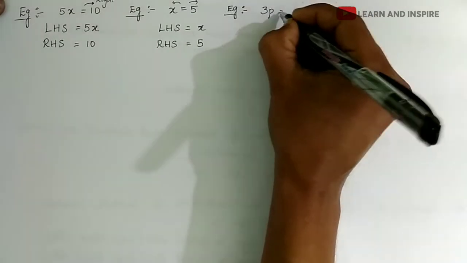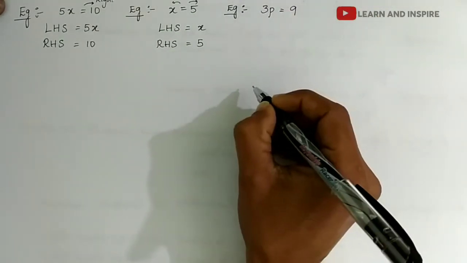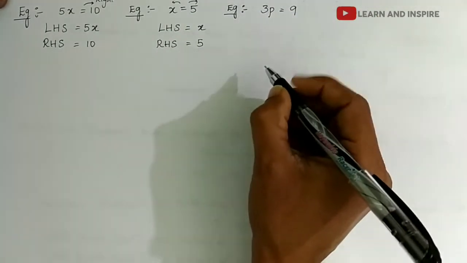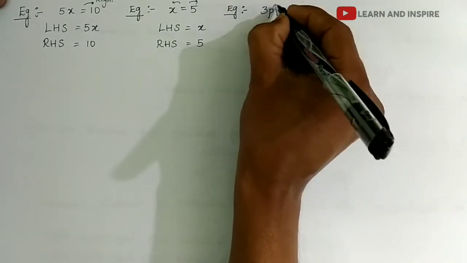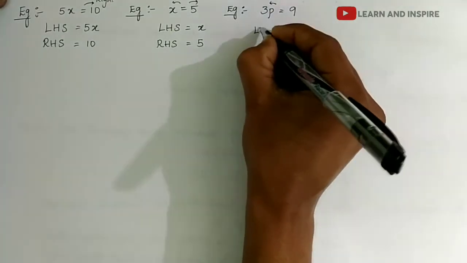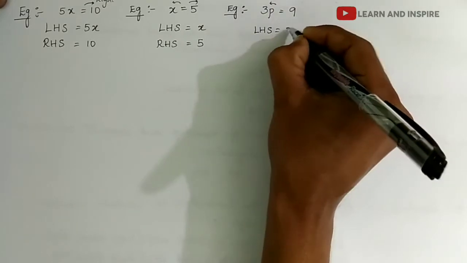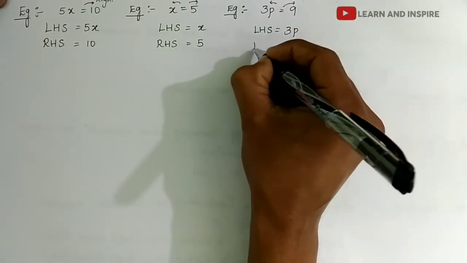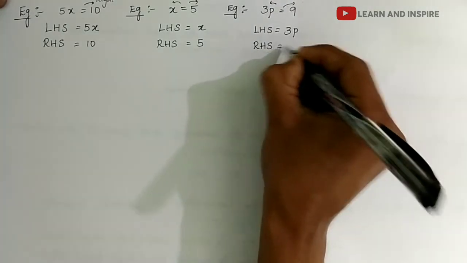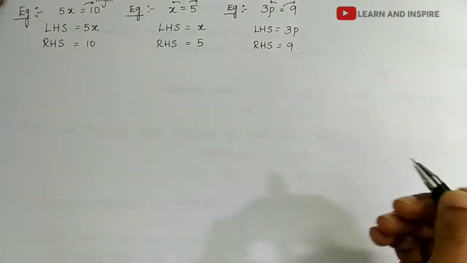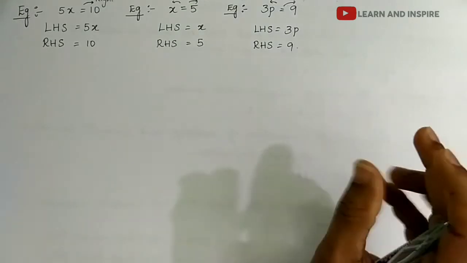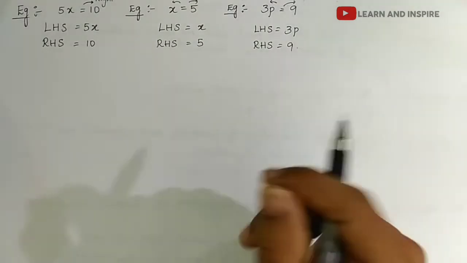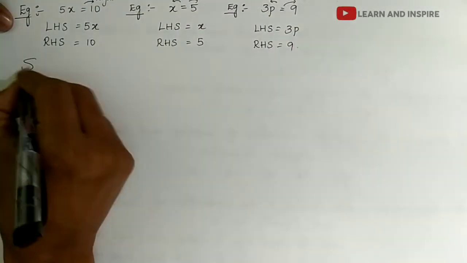3p equals to 9. So 3p is equals to 9. So what is LHS here? Left to equal sign, that is LHS equals to 3p, and right to equal sign is 9, that is RHS equals to 9. Understood how to identify LHS and RHS from the given equation? Okay, now we shall discuss about a simple equation.